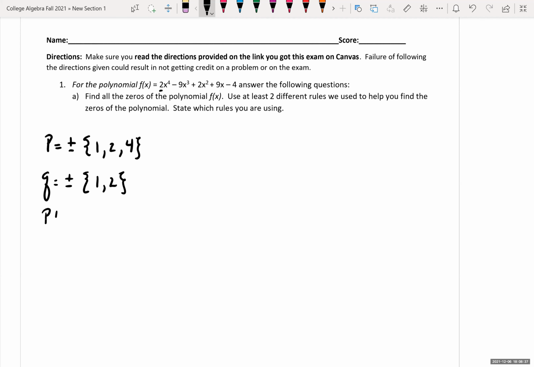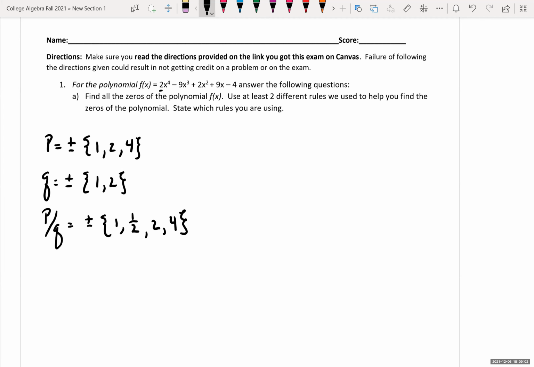So now looking at P divided by Q, this is plus or minus. 1 divided by 1 is 1, 1 divided by 2 is 1/2. 2 divided by 1 is 2, 2 divided by 2 is 1. I don't have to list that possible zero again. Now going through with 4, 4 divided by 1 is 4, and 4 divided by 2 is 2.